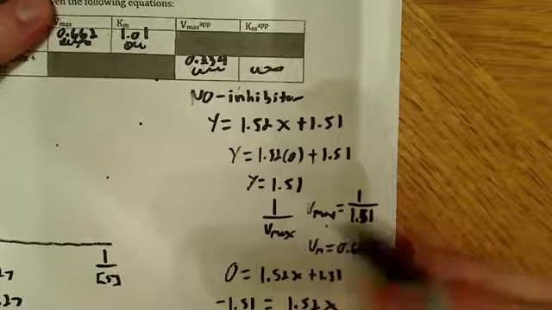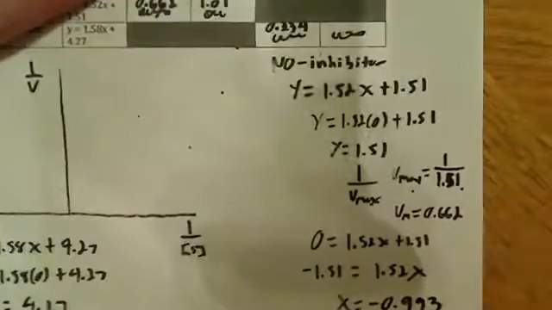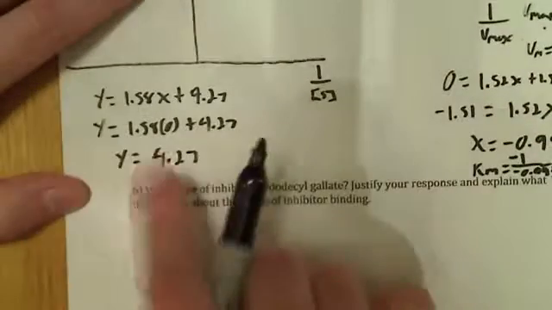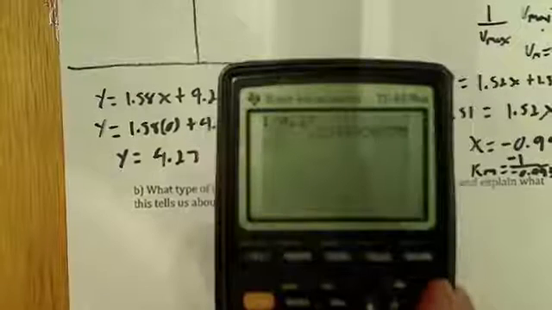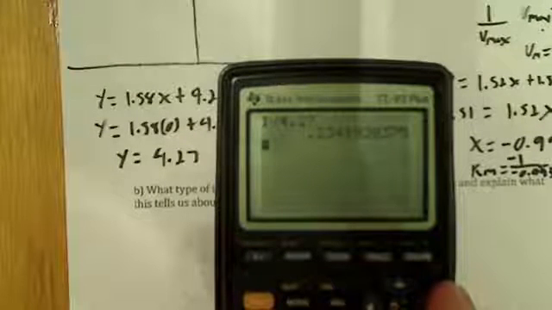If we want the Vmax, we need to divide the answer into 1. So if we get this 4.27, simply do 1 divided by 4.27, and you get 0.234. Okay? Now, same thing with x over here.